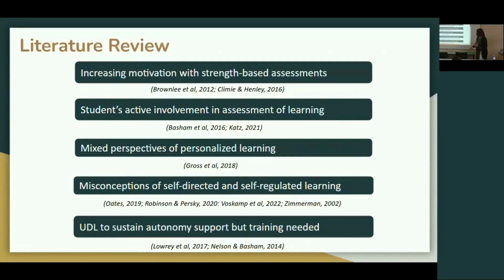And so finally, other research by Nelson, Laurie and Basham said that Universal Design for Learning, or UDL for short, is one way of meeting the needs of diverse students. And this is done by providing students with multiple ways of receiving information, multiple ways of engaging in the content, and multiple ways of demonstrating their understanding.